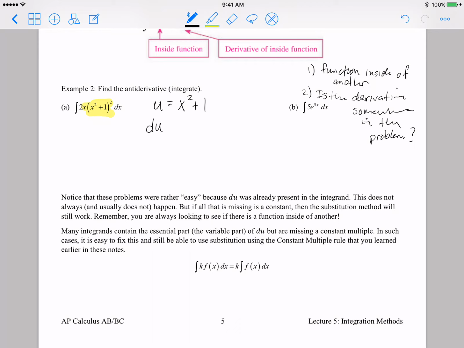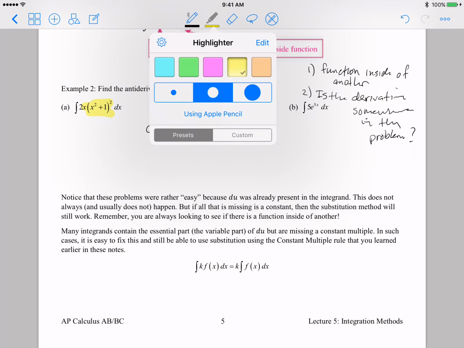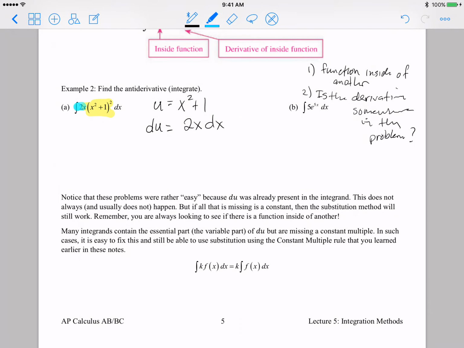I'm going to then figure out what is du. Well, the derivative of u is 2x and then dx. Here's what I see as far as the problem goes. I see that I have 2x here and dx there. And so that's how I know I have made a good choice for u. So now what I'm going to do is I'm going to substitute so that I can actually find this antiderivative.